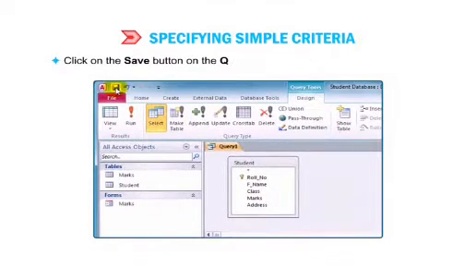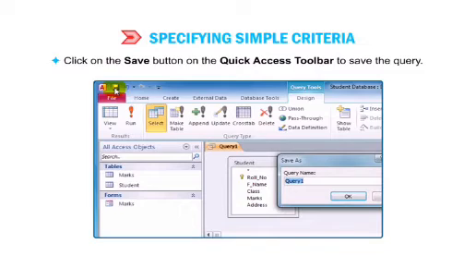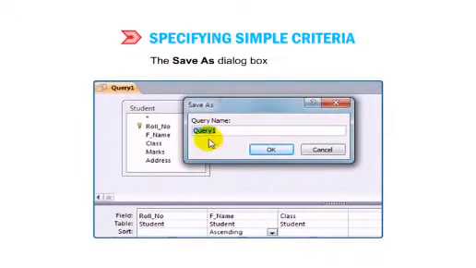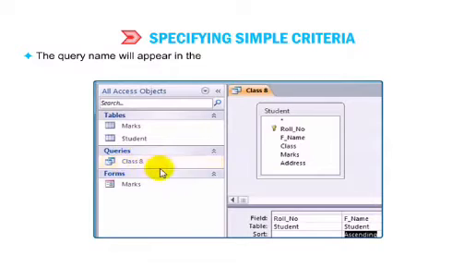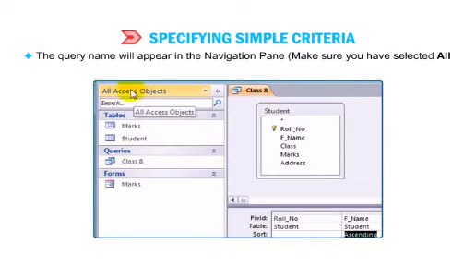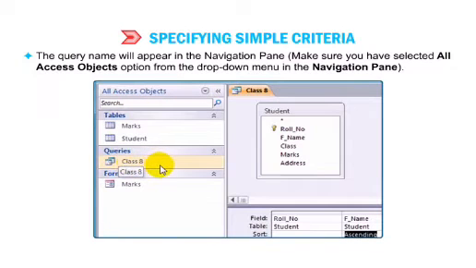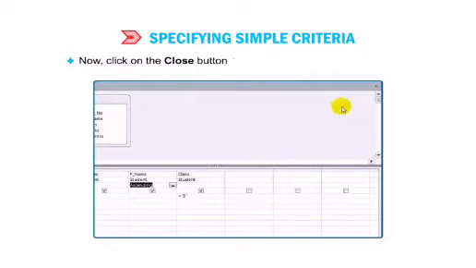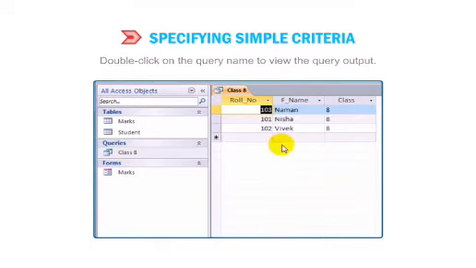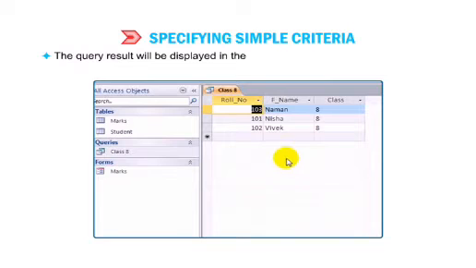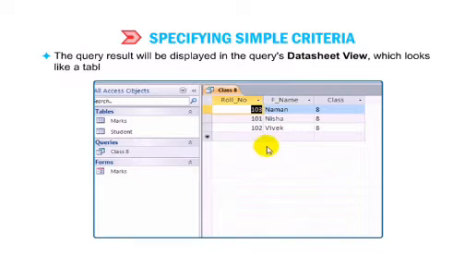Click on the Save button on the Quick Access toolbar to save the query. The Save As dialog box will appear. Specify the query name and click on OK. The query name will appear in the navigation pane. Make sure you have selected the All Access Objects option from the drop-down menu in the navigation pane. Now, click on the Close button of the query window to close the query. Double-click on the query name to view the query output. The query result will be displayed in the query's datasheet view, which looks like a table.